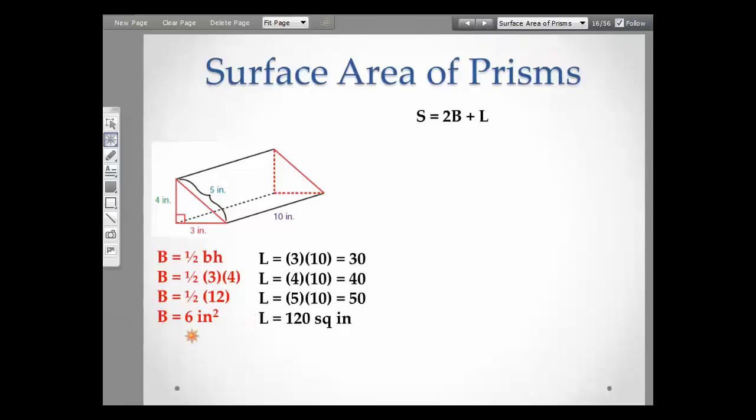So I'm going to take this 6 and this 120, and I'm going to plug them into my surface area formula. There you go. And then I'm just going to do the math. 2 times 6 is 12 plus 120, and then I'm going to add those two together, and I'm going to get 132 inches squared. So that's going to be the surface area of this prism. If you were to wrap it exactly with a piece of paper, you would need 132 inches squared of paper.